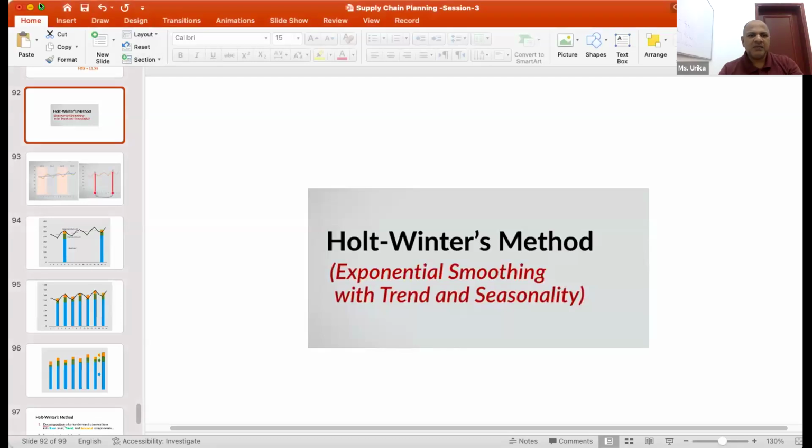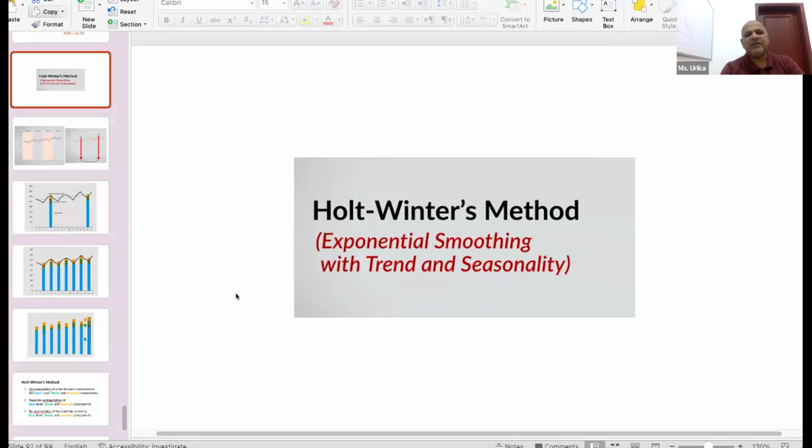Now, seasonal variations. According to the seasonal variations, I will go for this one. Share the screen. This subject is a little technical, correct? We are discussing the more technical part. So basically you have to understand how these things work.